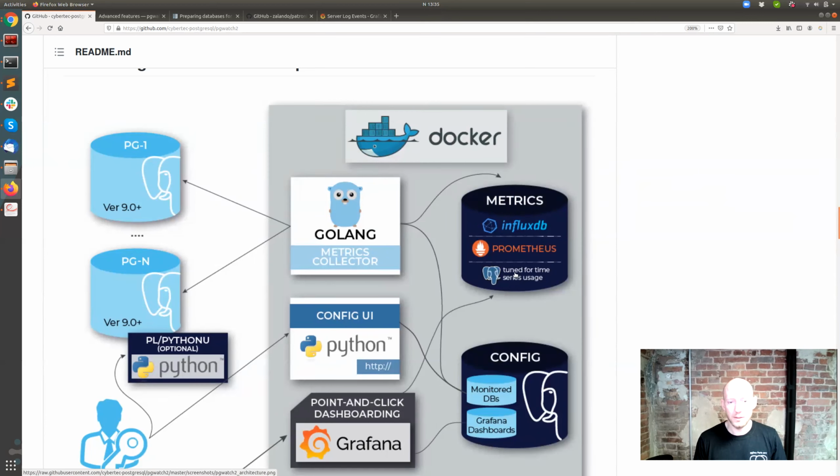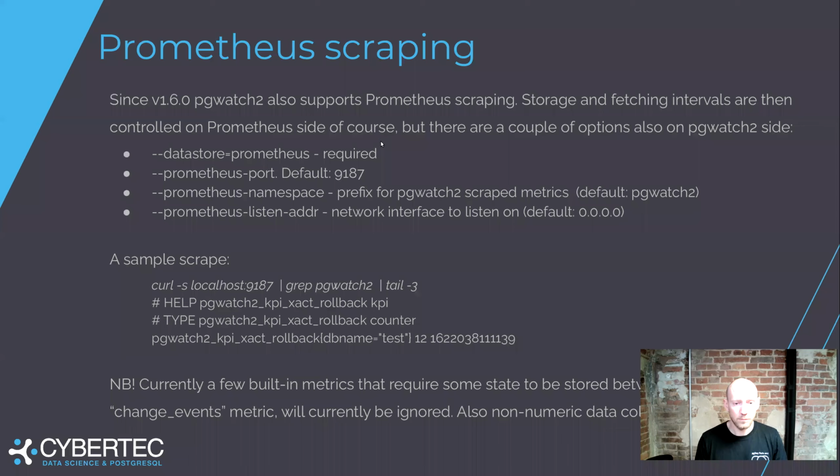And yes, everything else happens via Prometheus. And how to enable this? Well, you basically just need to set the data store to Prometheus, and that's about it. Then we are not storing anything, and you will have a port for scraping. Additionally, you can decide to prefix all the data points, and you can also specify the listening addresses. So here is an example.